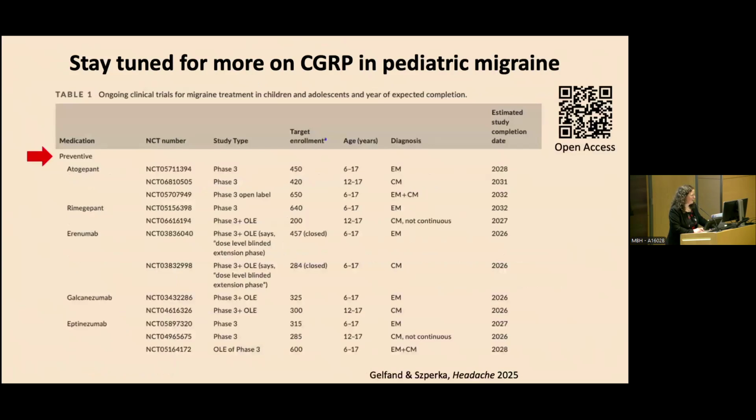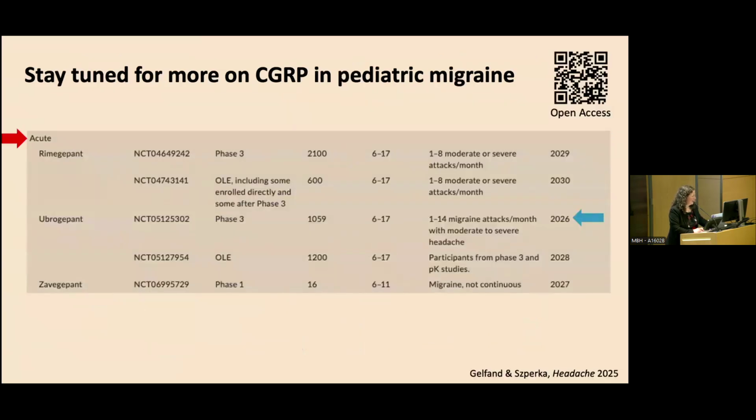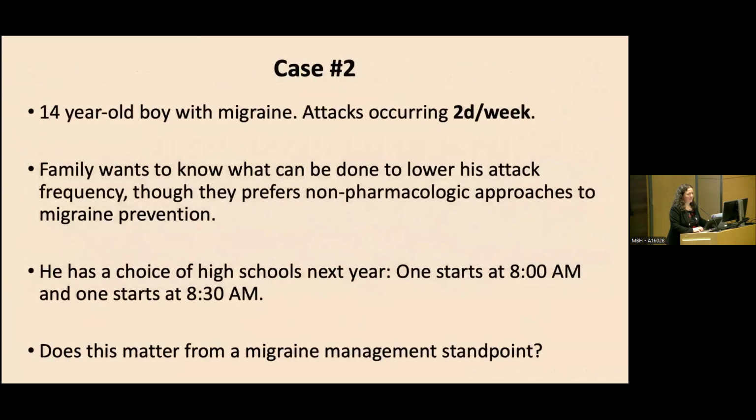But here are the preventive trials. There's quite a few that will be reported even this year. So within the next 12 months, we're going to be seeing quite a bit more data coming out on the use of the CGRP monoclonal antibodies for prevention in kids and adolescents. And on the acute side, this year, we'll see results from the ubrogepant trial. Rimegepant will take a little bit longer. Zavegepant, which is the nasal spray, the most recent one to come to the market, is still a little bit earlier in the process. But within the next year or a couple of years, you're going to see quite a bit more on this story.